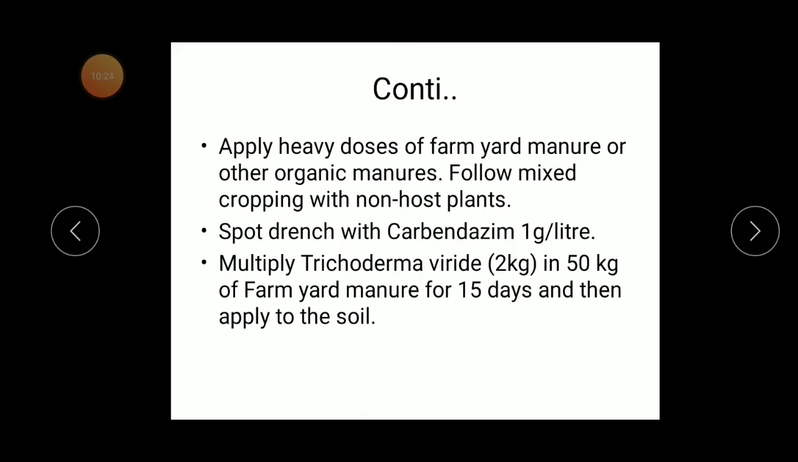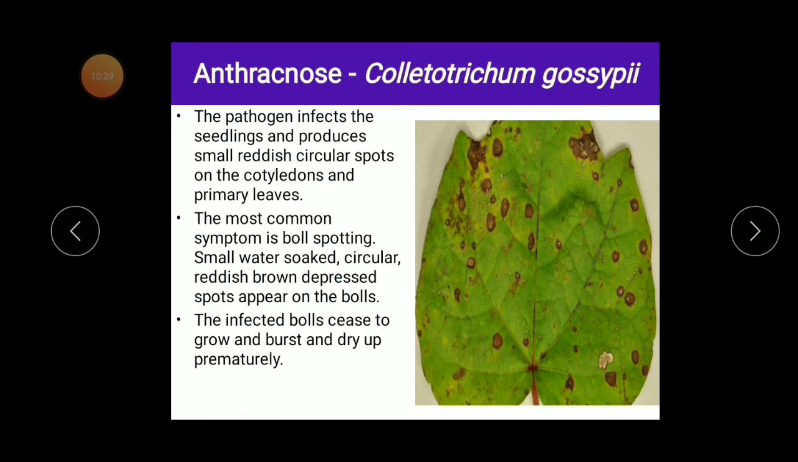And the next disease is anthracnose. Anthracnose is caused by Colletotrichum gossypii, and this pathogen infects the seedling and produces small reddish circular spots on the cotyledons and primary leaves. As you can see in this image, the lesions are small, reddish in color, and circular in shape.